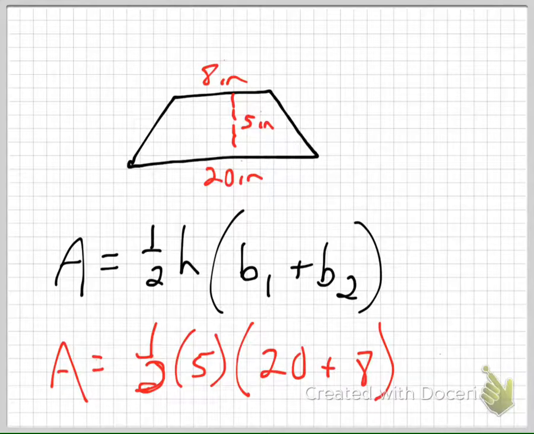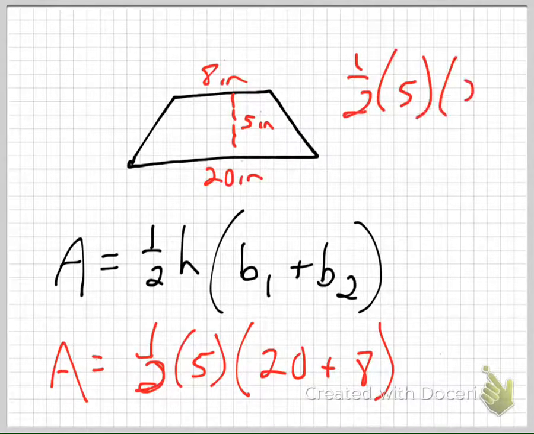Now we need to solve this. Do parentheses first. What's 20 plus 8? 28. So I have 1/2 times 5 times 28. Now here's the deal. Is it wise to do 1/2 times 5 right now? Or should you do 5 times 28? Which one's the easiest? Or should you do 1/2 times 28? I would do 1/2 times 28. Why? Because that comes out to an even number. What's half of 28? 14. Now you go 14 times 5 is 70. So the answer would be 70 square inches.